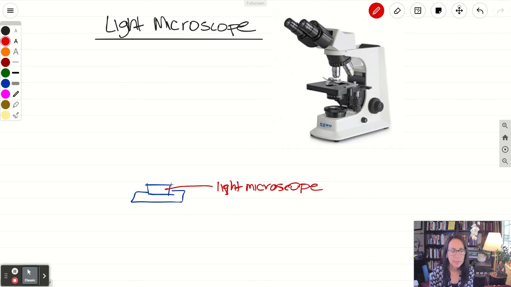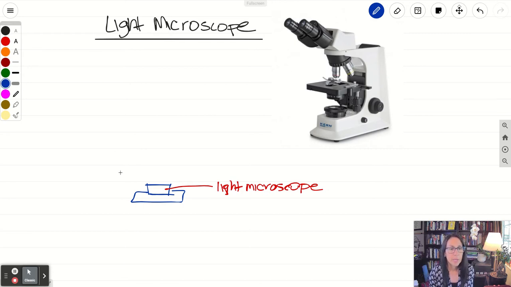Sorry, that's kind of messy. And so there's got to be a light source. And so in this picture, here is the light right here. It's on the bottom. So you have to plug it into an electrical source, and there's usually like an on-off switch for the light. Sometimes it's a nozzle like this where you click it on and then you can adjust how much light is going in, like a lot of light or not very much light. You can adjust that to make a better view of what you're looking at.